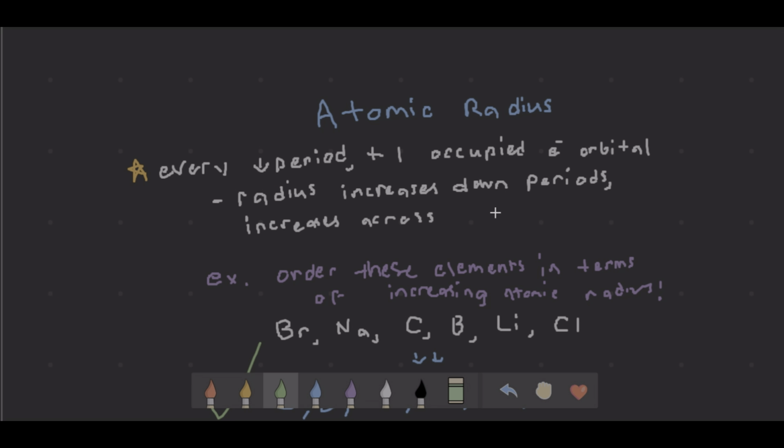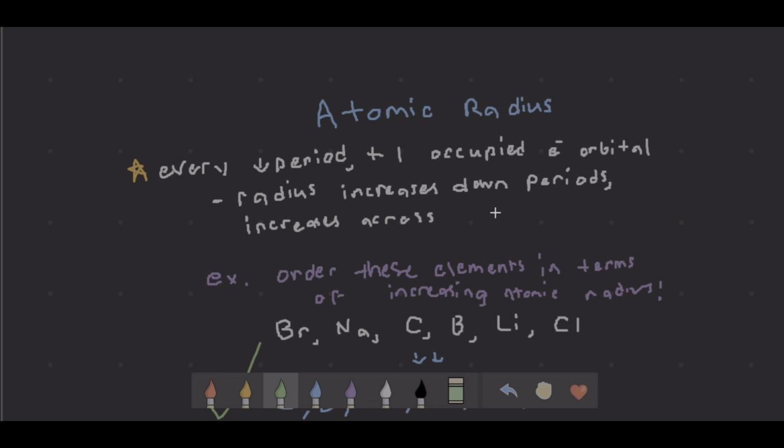A super important thing you need to know about this, or how to understand this, is, so we learned that the radius will increase every time you go down a period, generally. And this is because every time you go down, you're adding an extra occupied electron orbital, which contributes to a higher distance between your nucleus and your valence electrons, meaning that your atomic radius is longer.